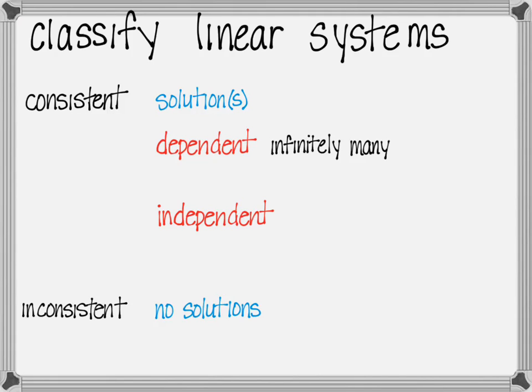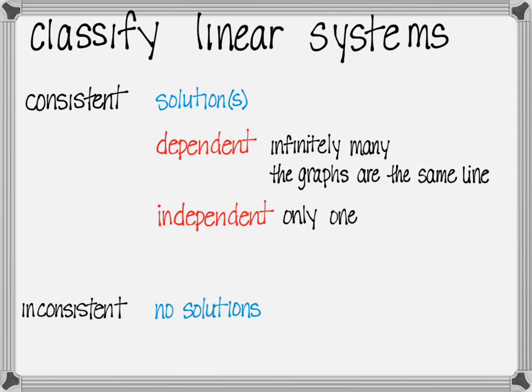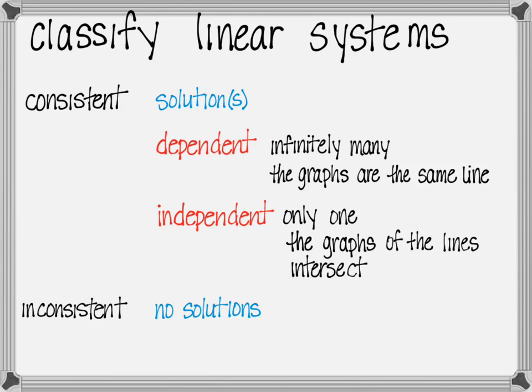To be dependent, it would be that there's infinitely many solutions. Independent means there's only one. If we were to graph these systems, it means graphically that a dependent, consistent system would be that the equations in the system would all graph the same line. To be consistent and independent, the graphs of the lines would intersect all in one point.